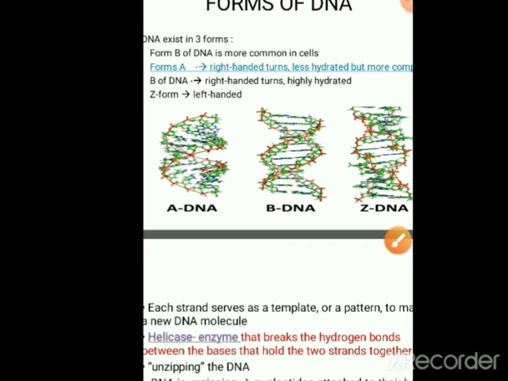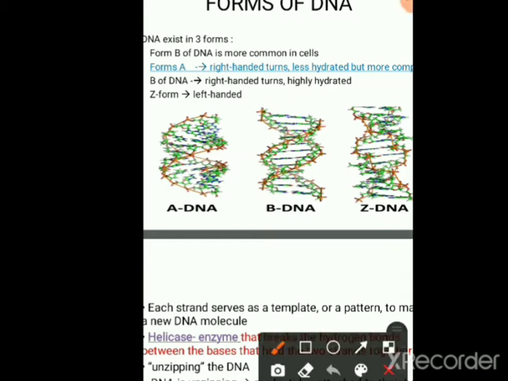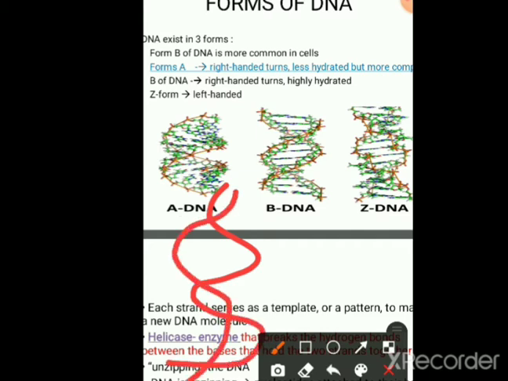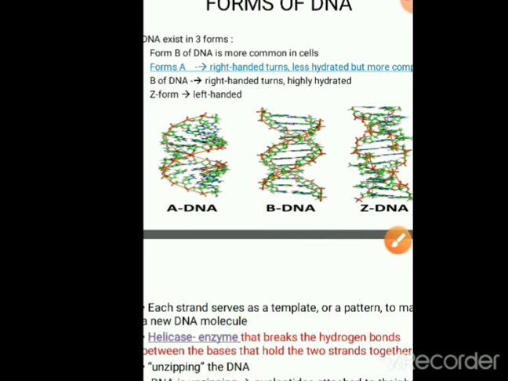Now we have heard two terms: one is the major groove, the other is the minor groove. The side which is a bit thin and covers less surface area is the minor groove, while the other is termed the major groove. The major groove is broad, covering a broad area, and it has a bigger space inside. So that is how the DNA is present.